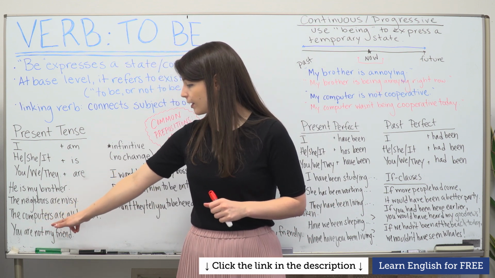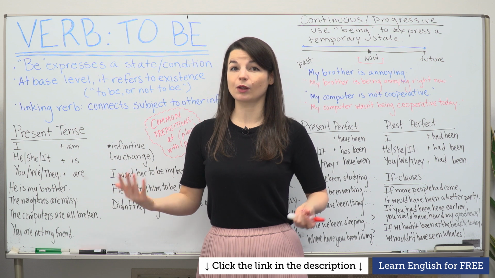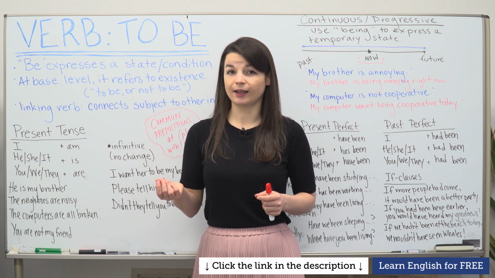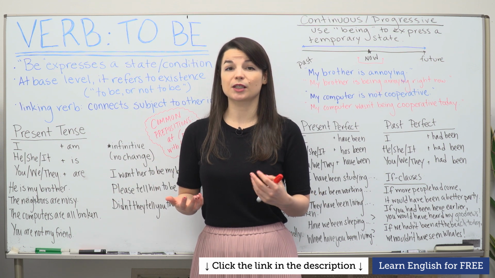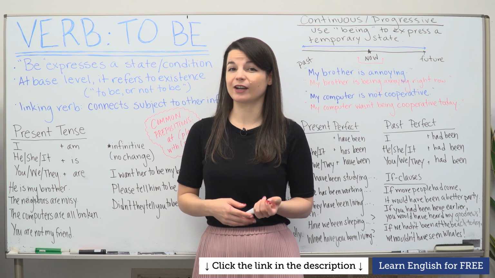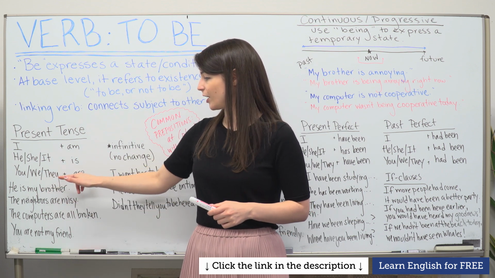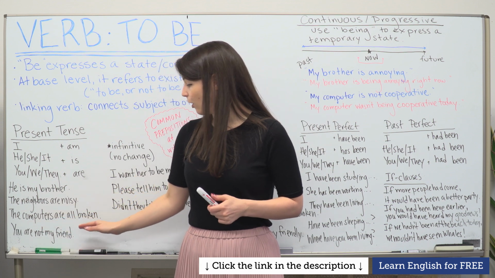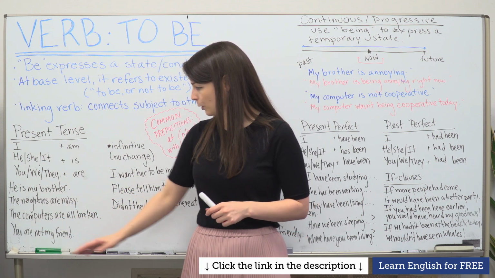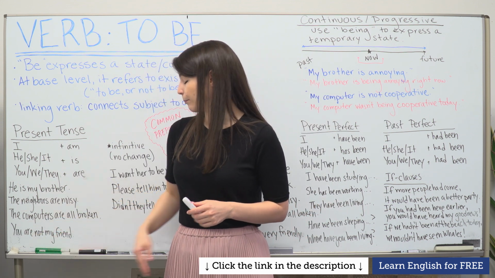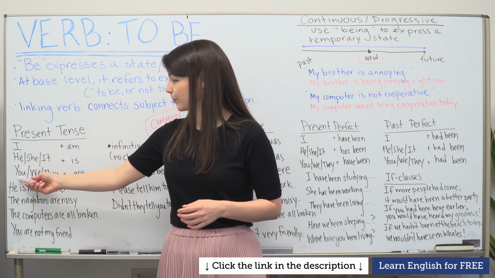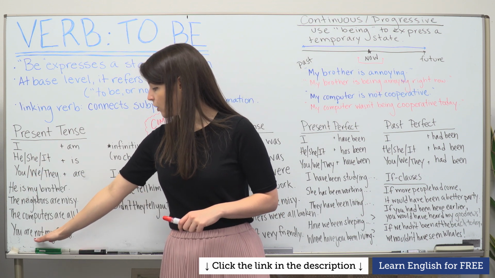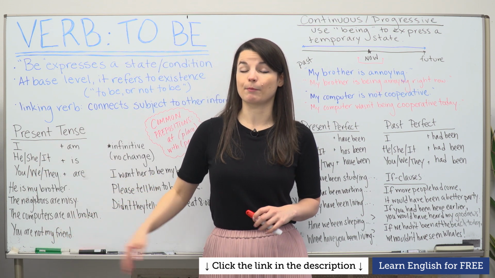Here is another example. The computers, not people here, but multiple objects. The computers, that S sound, it marks the plural form. So we have to use the same conjugation rule. The computers, they are, essentially, they are all broken here. One more, you are not my friend. So here we have the subject you and the negative, not my friend. You are not my friend.